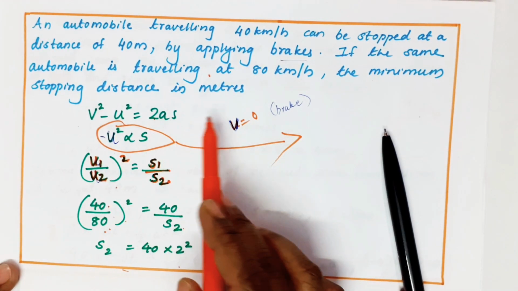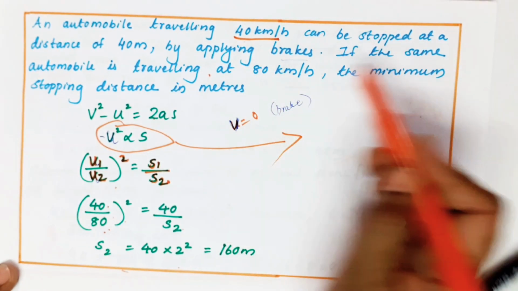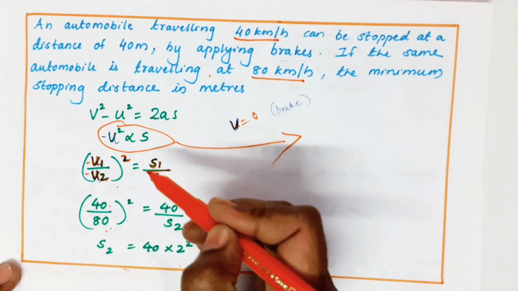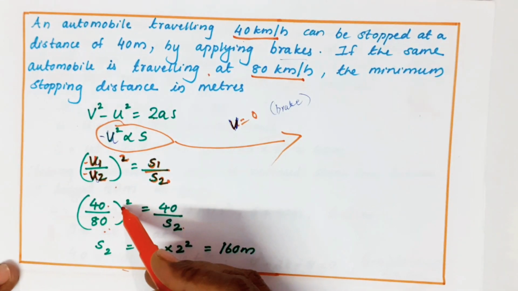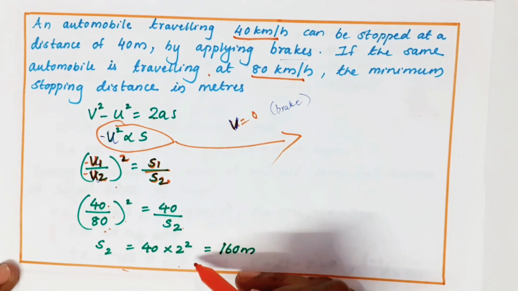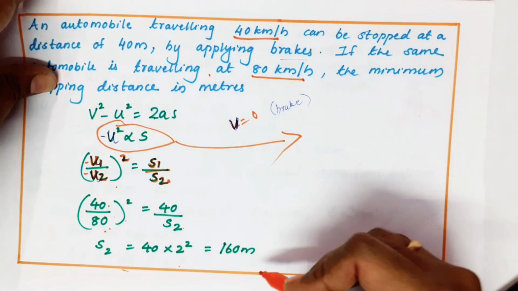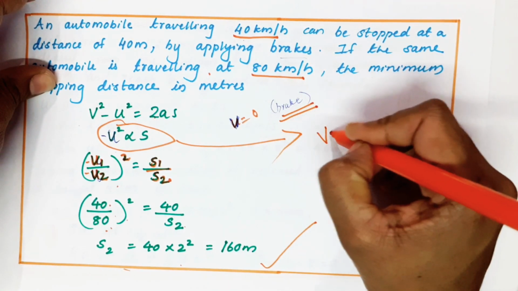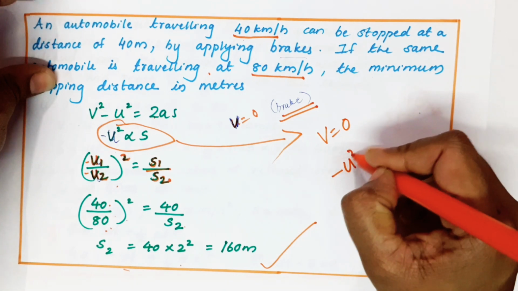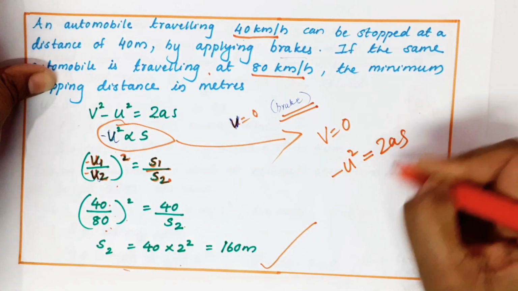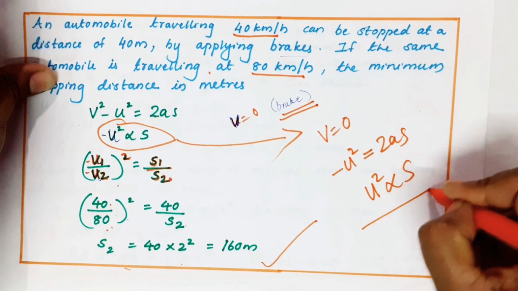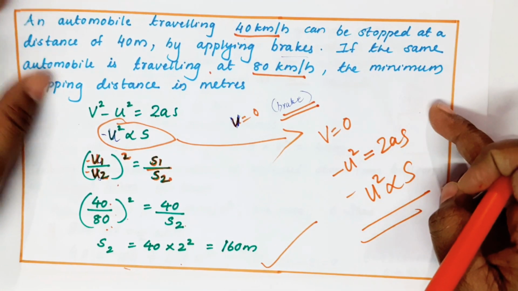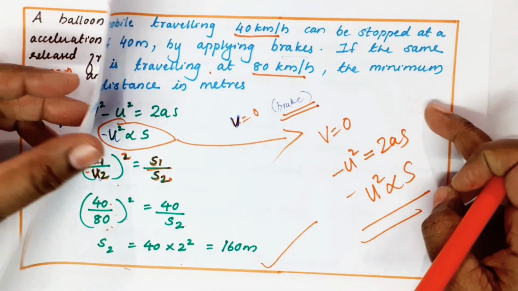So u1 is, they gave 40 km per hour. u2 is 80 km per hour. Here minus is there, minus will get cancelled. So we can write here 1 by 2 whole square is 1 by 4. S2 equal 40 into 2 square, that is 160 meter. So remember, as we are applying the brake, v is equal to 0 or minus u square is equal to 2as, or you can write here u square is proportional to s. Minus will get cancelled in another form also. It's a retardation, so a will be minus.